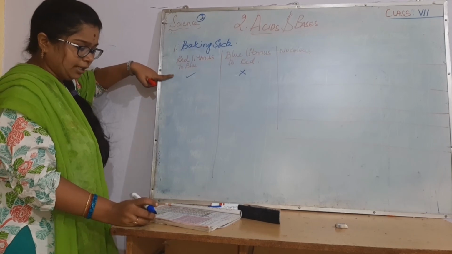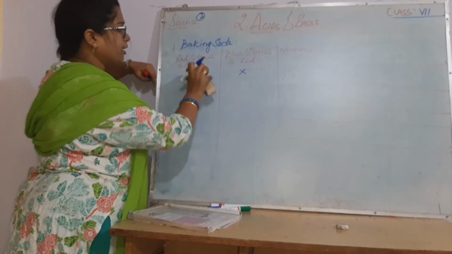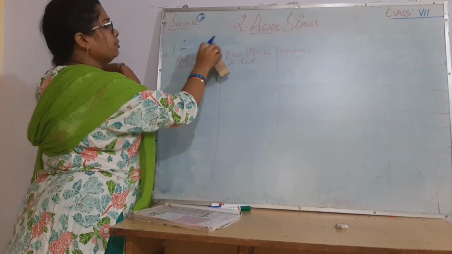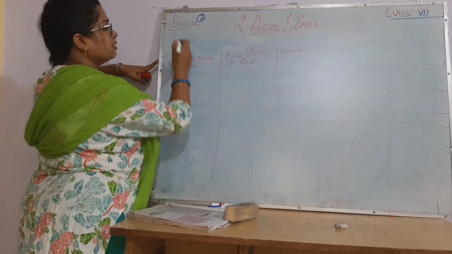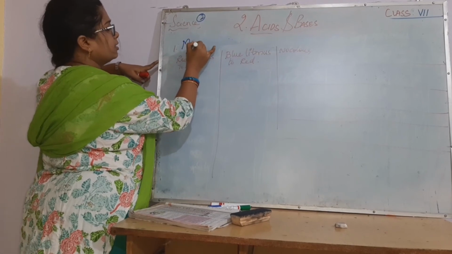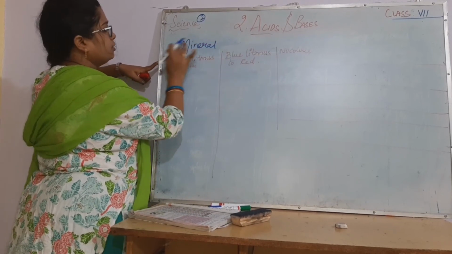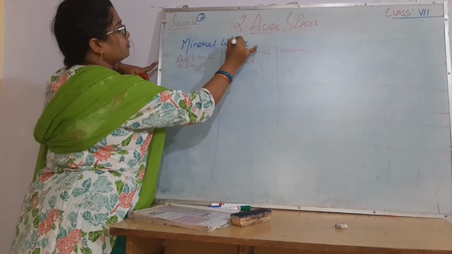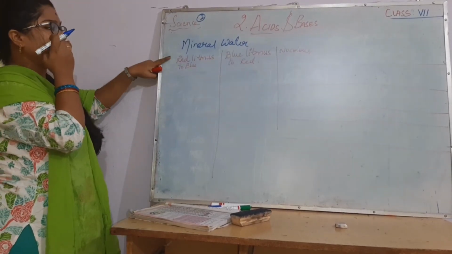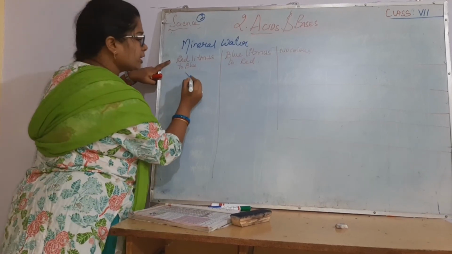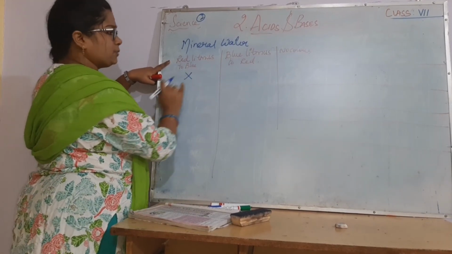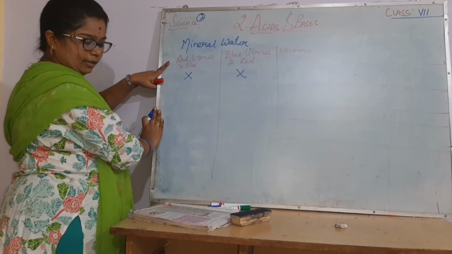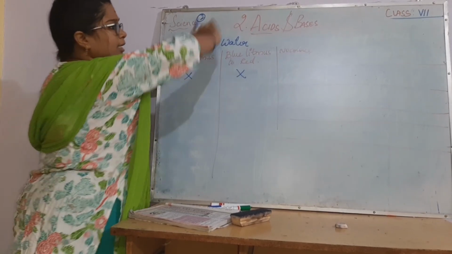Next one is mineral water. You know mineral water, isn't it? For mineral water, if you put red litmus paper, there will be no change. If you put blue litmus paper, there will be no change. So, next one is no change in litmus.